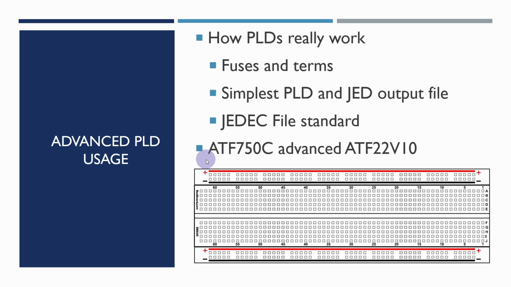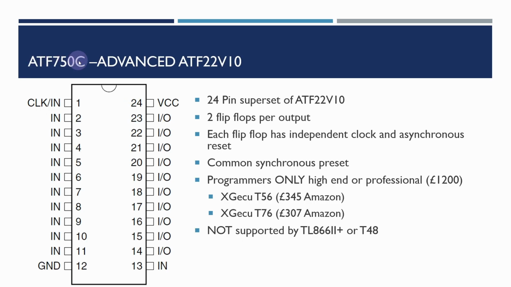So what I'm going to do now is to have a look at the ATF750C, which is an advanced version of the 22V10 that we've been using, and I'm going to talk about some of the advantages of this chip over the basic one, and one of the big disadvantages as well. So the ATF750C is just really an advanced ATF22V10, so it's a 24-pin superset of it. You'll notice that the pin layout is almost identical. The only difference between this and the 22V10, there's no power down pin on pin 4 in this particular case.